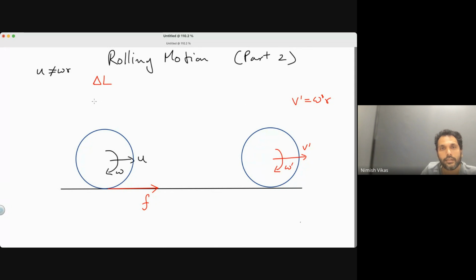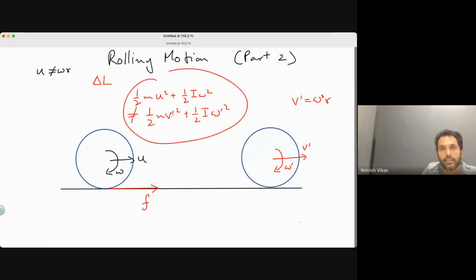Initial energy is half m u square plus half I omega square, which is not equal to half m v dash square plus half I omega dash square. Why not? Because there was friction. If it was equal, in one single go, one equation, we would get the answer. We would just replace your v dash with omega dash r and we get the answer. But unfortunately, this is wrong because energy cannot be conserved.